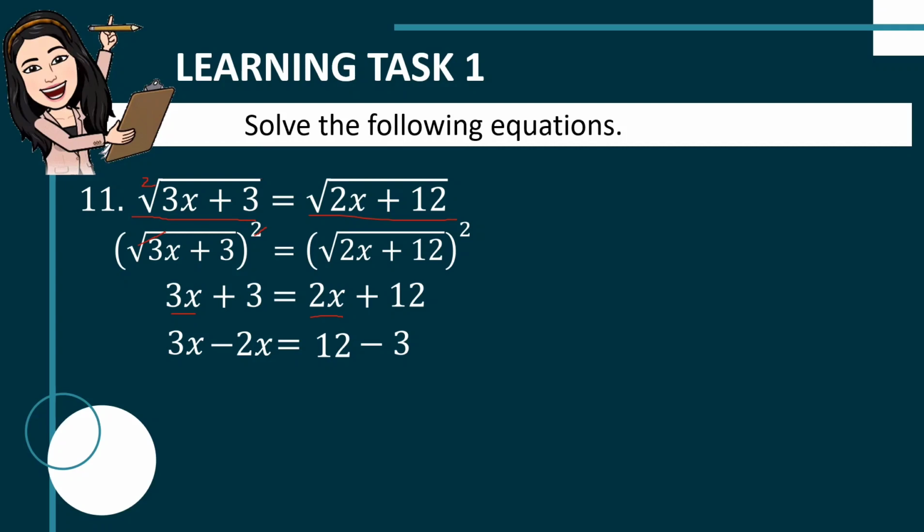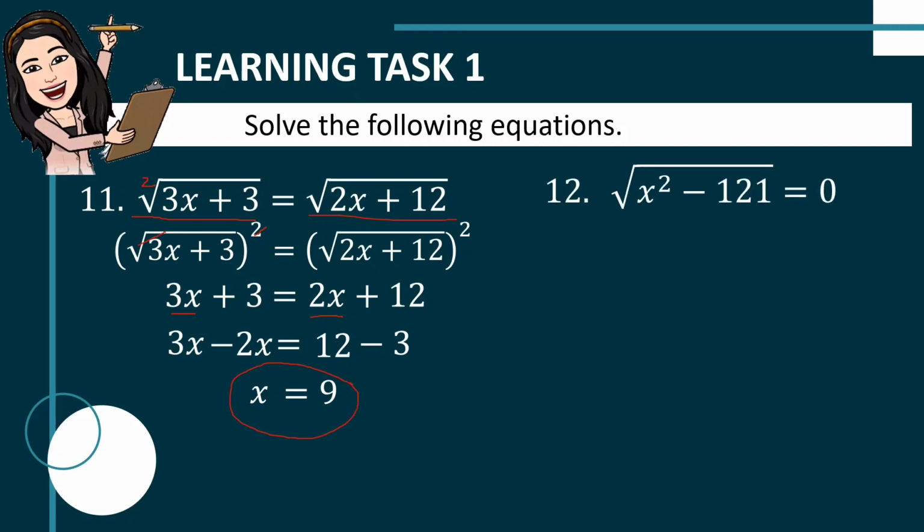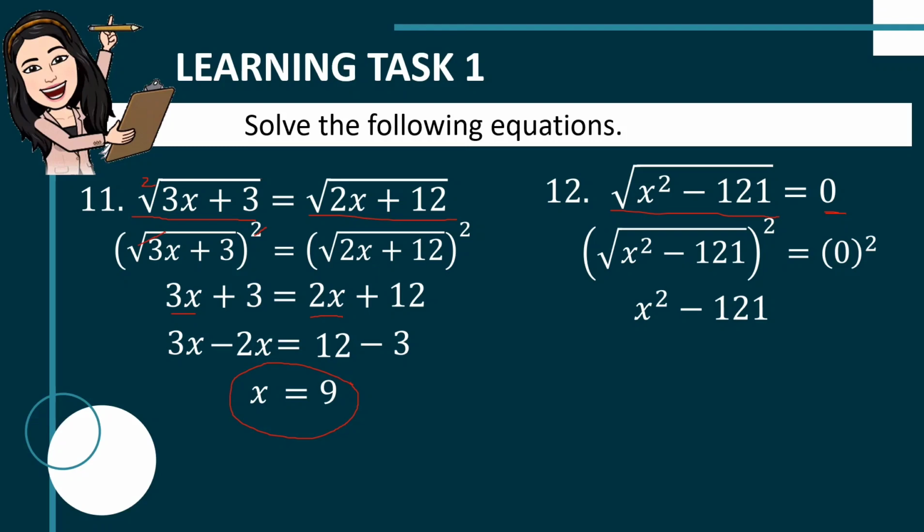Okay, simplifying 3x minus 2x is equal to x. And 12 minus 3, we have 9. So, therefore, the value of x is equal to 9. Now, let's proceed with number 12. At number 12 natin, we have square root of x squared minus 121 is equal to 0. Since we only have two terms, isang square root of x squared minus 121 at saka 0. So, here, let us find their squares. Kunin natin ang squares ng parehas. This will become x squared minus 121. And then, 0 squared is equal to 0.